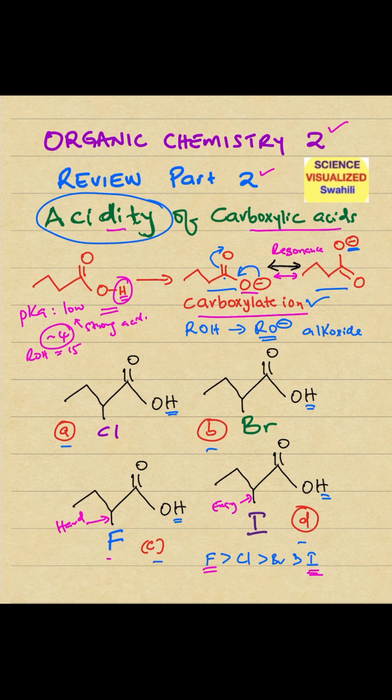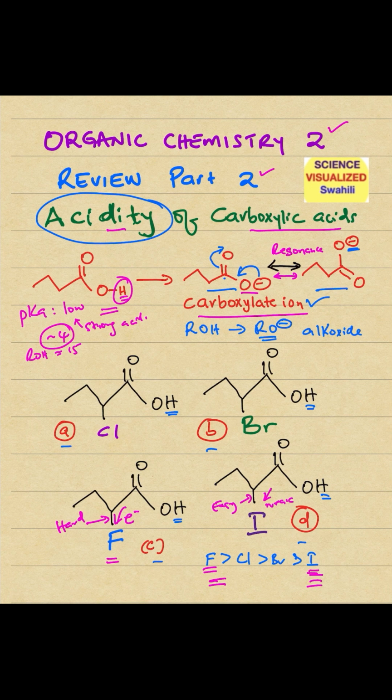So because fluorine is the most electronegative, that means it's going to withdraw the electron density really strongly, while iodine will withdraw the electron density weakly. So it won't be as strong as fluorine. So they are on opposite ends of the spectrum.